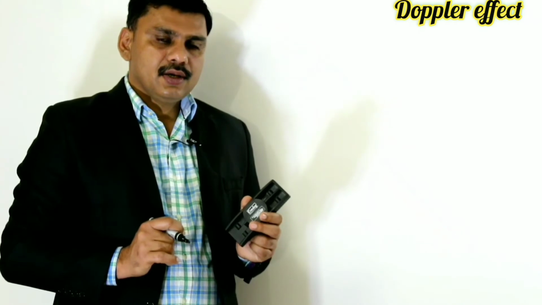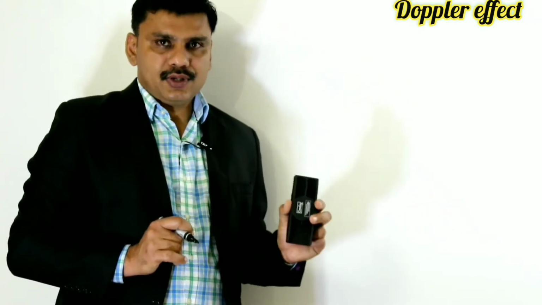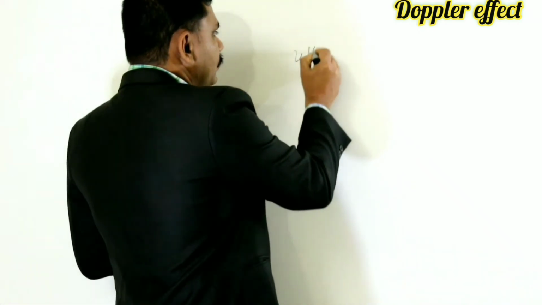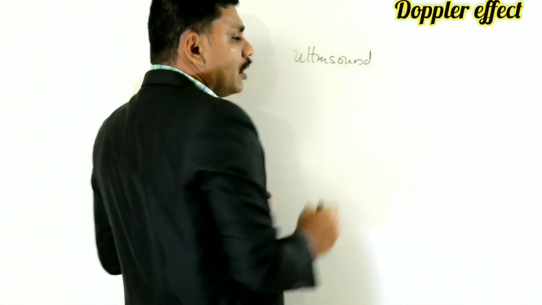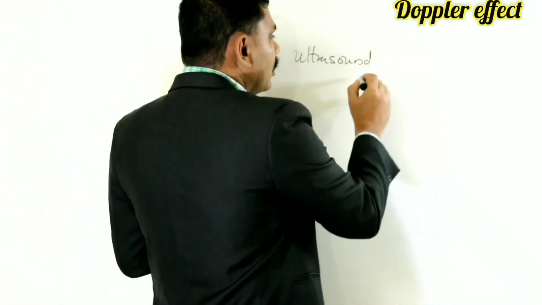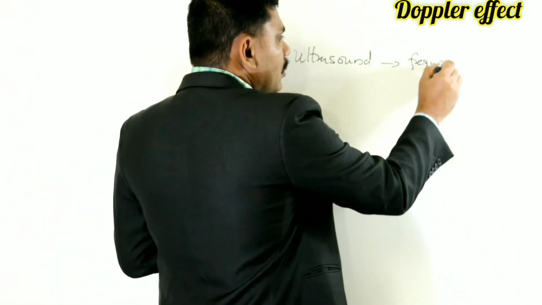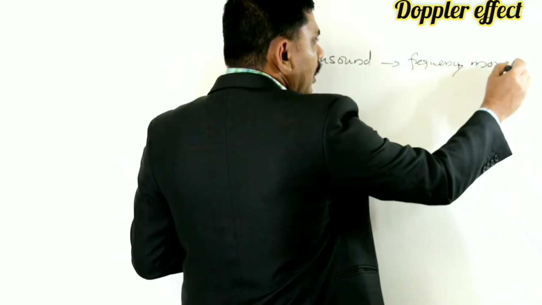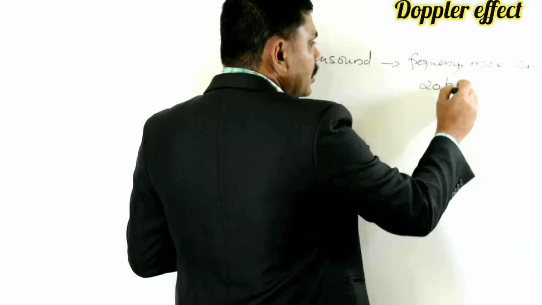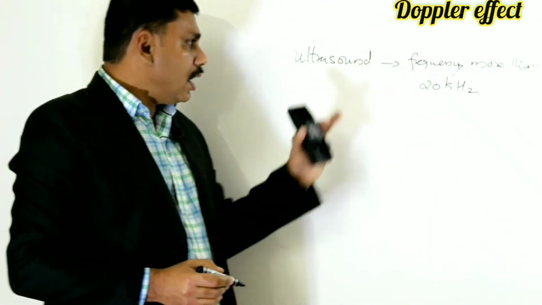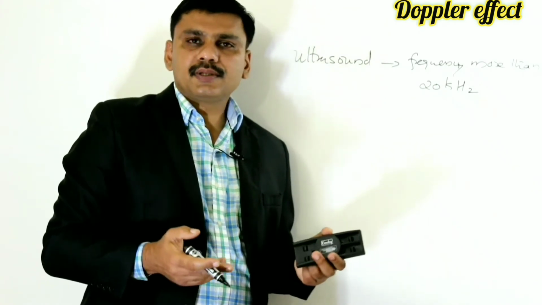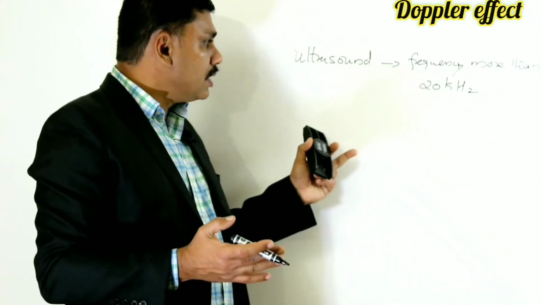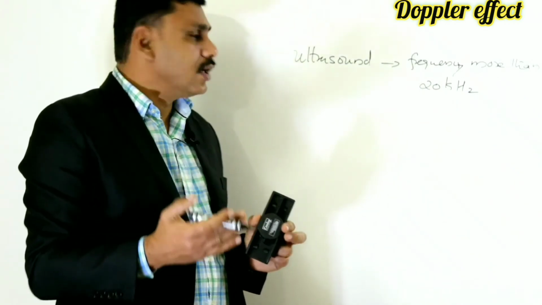Another question asked in the Doppler effect is on the applications of the Doppler effect, for 2 marks or 3 marks. In the Doppler effect, we use ultrasound waves. What do you mean by ultrasound waves? Ultrasound means frequency more than 20 kilohertz. Ultrasound is used for scanning purposes. So ultrasound is a frequency of more than 20 kilohertz.